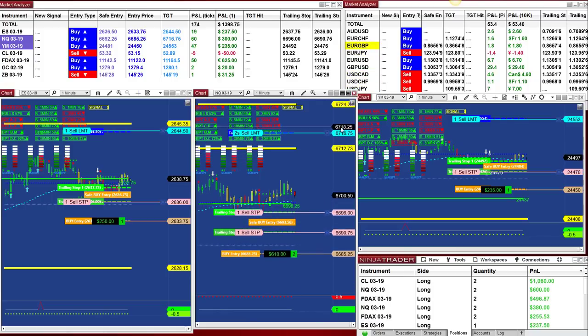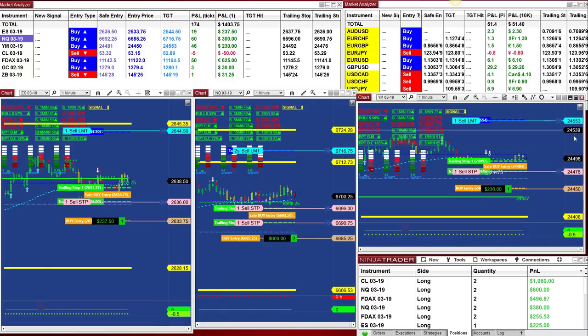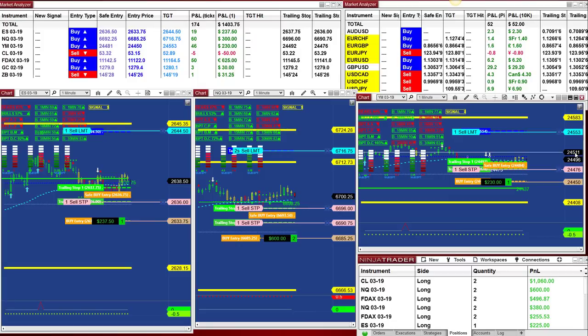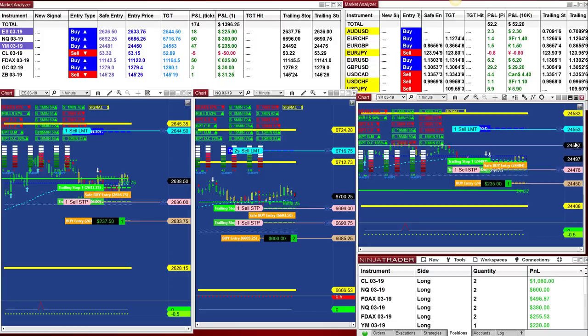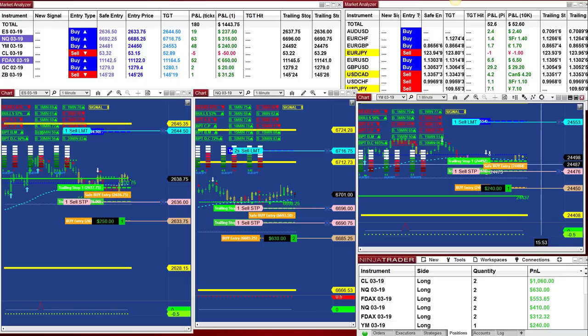NASDAQ is doing extremely fine. Also, our target right now, but it's too late, 1675, and the YM is also based on 1 minute chart, and we have the target at 24.553.